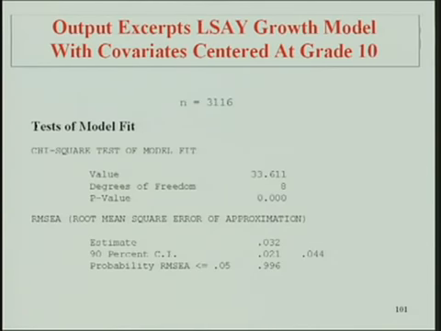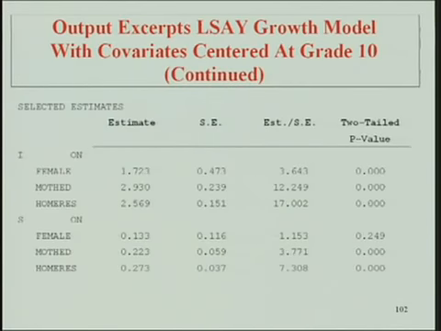Now, if you go back to the previous slides to check that we've done this change in centering correctly, we should get the same chi-square. It looks familiar, 33.6 with 8 degrees of freedom. So the model fit is the same. So why did we do this? Well, we changed the definition of I here. I is now the systematic part of the growth at grade 10 instead of at grade 7.